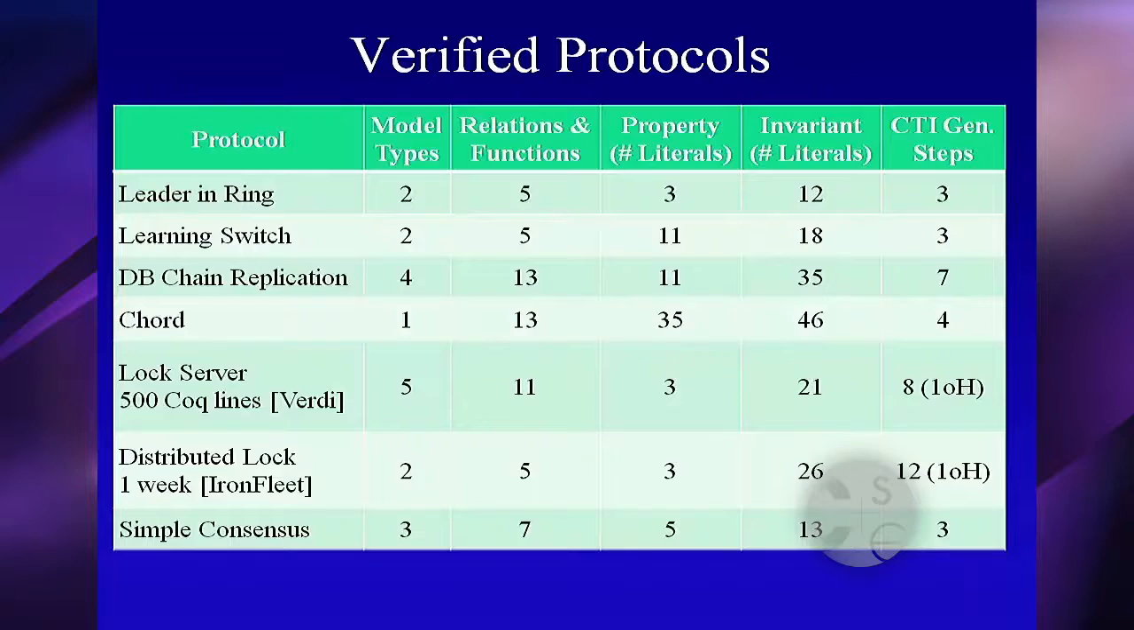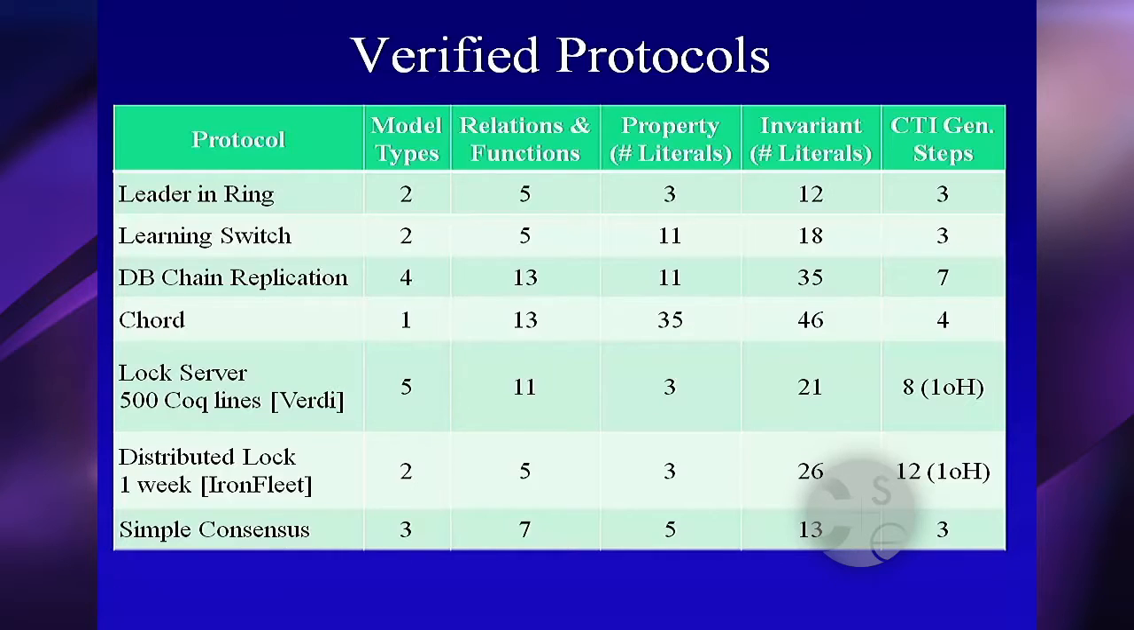So we verify this leader in the ring. You see, these are the number of types. These are the number of relations. This is the property. This is what we wanted to verify. These are the literals. This is the invariant that we find. Of course, the invariant is more complex than it. These are the number of generalizations.